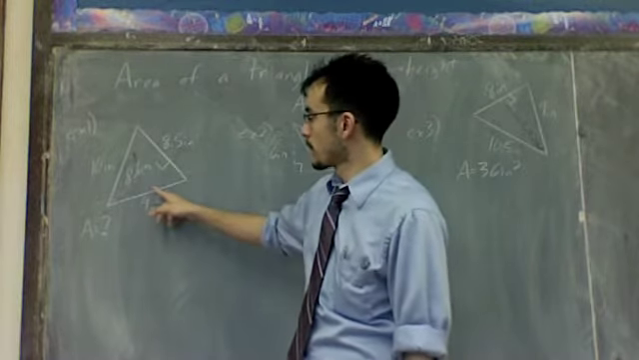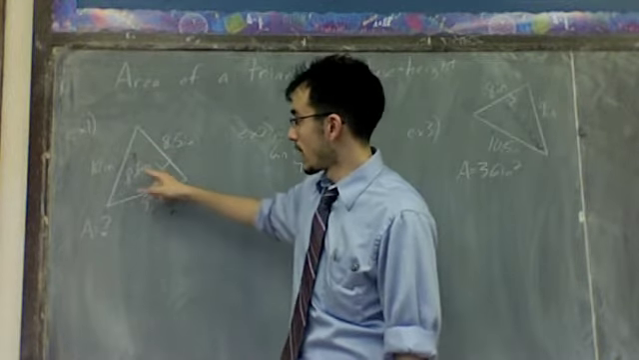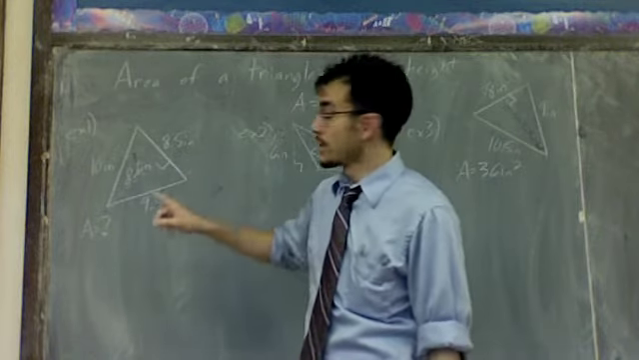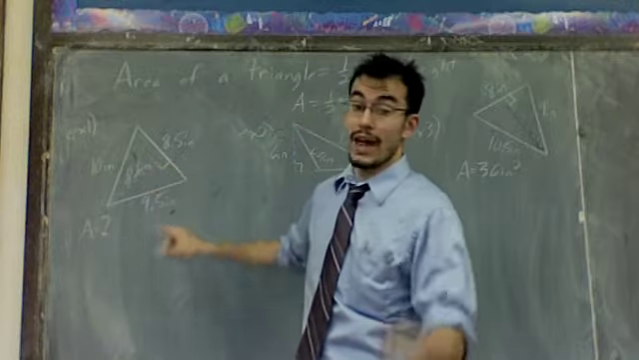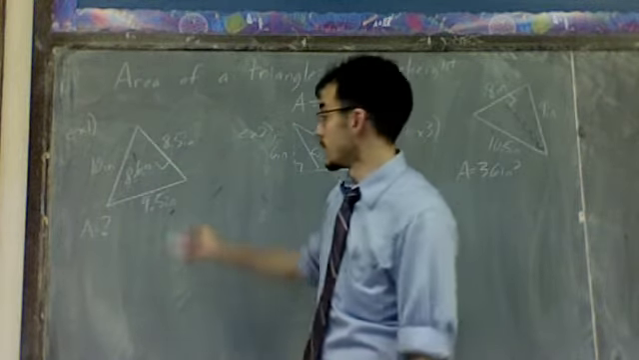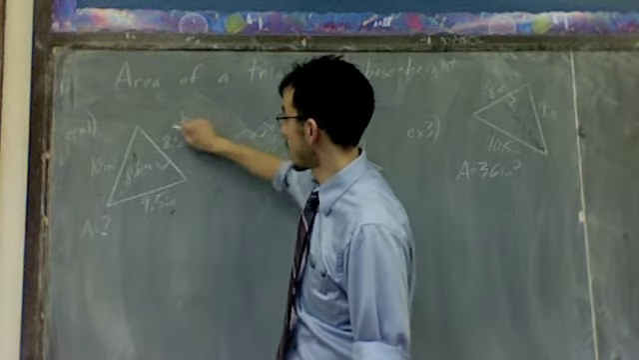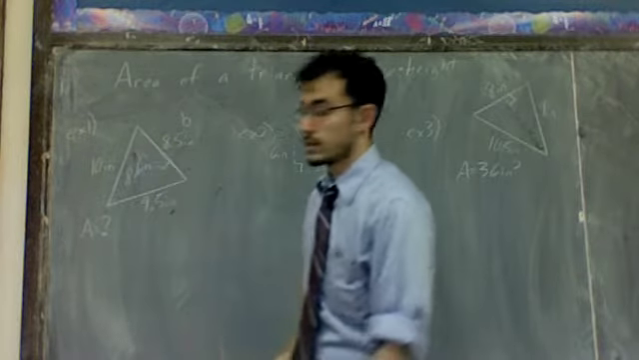But I could draw a perpendicular line here to see how tall this triangle was this way. I could draw a perpendicular line here to see how tall it was this way. But the one that I did draw was right here. Here's my right angle. That's what you need to look for. The right angle connects the base with the height. Well, the right angle connects this base, 8.5 inches, to this height, 8.6 inches.